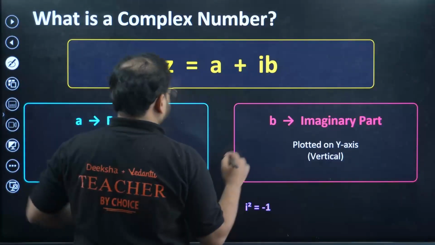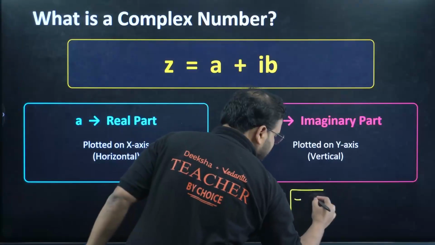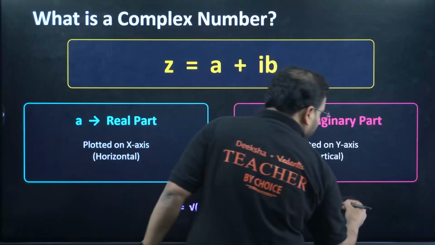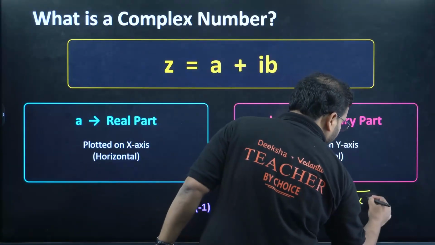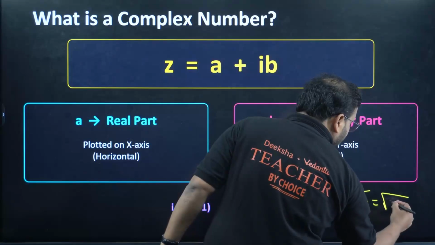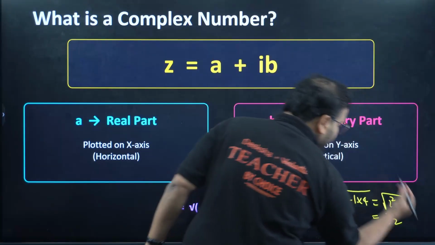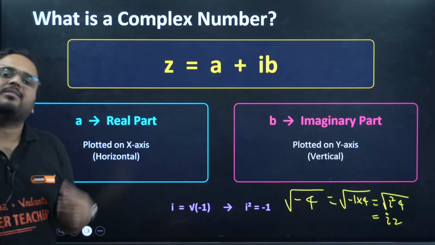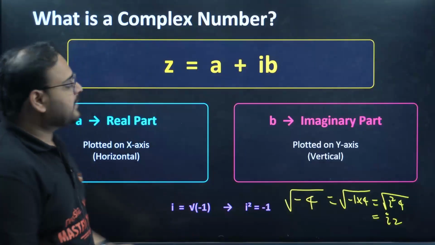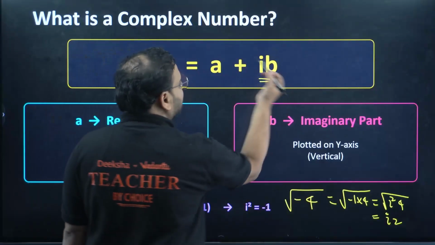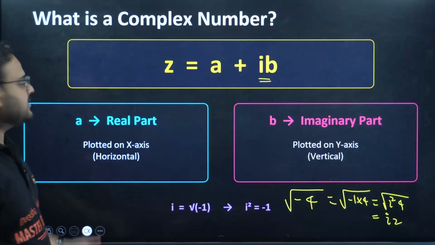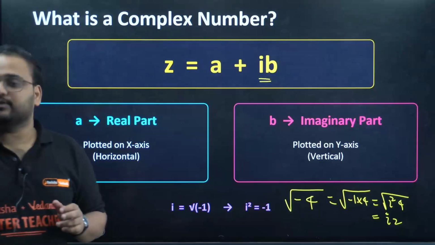So if I take root of -4 now, what is the answer going to be? You write this as -1 into 4. And this is going to be what? i square and 4. That becomes i times 2. You write this as i2 or 2i, your choice. That represents the imaginary part. Great guys, a is real, b is imaginary, nothing else is over there.